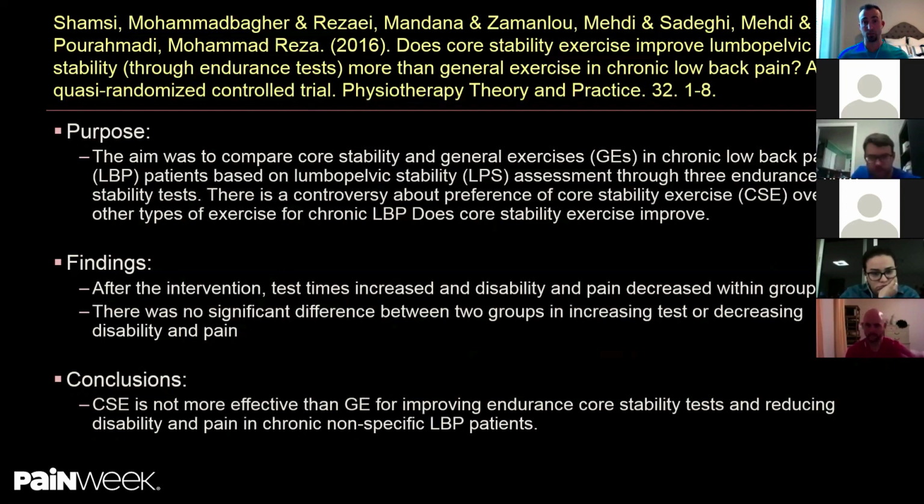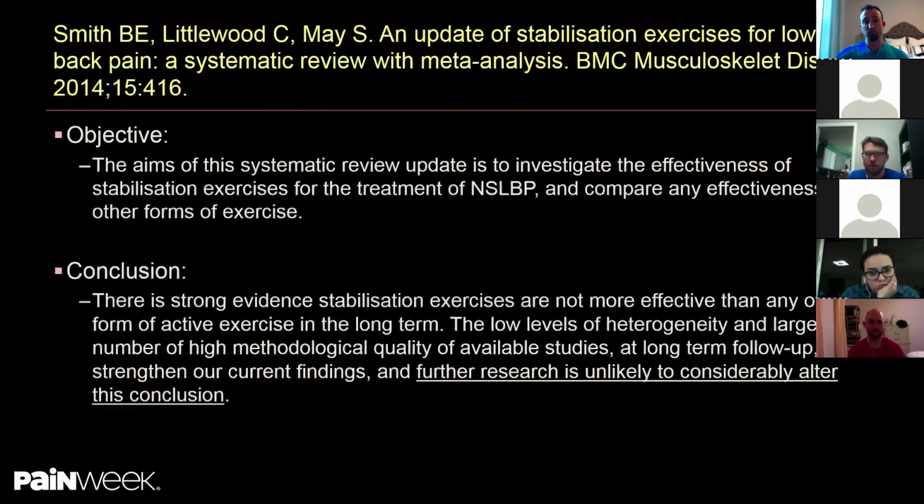And again, he saw that disability and pain were also the same between groups. So regardless of exercise, it seemed like both groups got better, not only in pain and disability, but also in their function on core stability endurance type exercises.